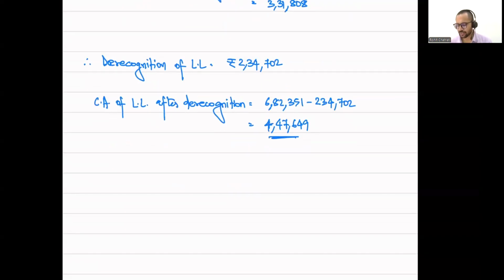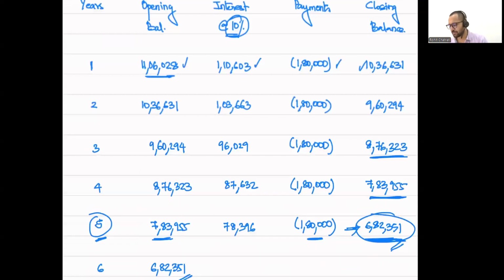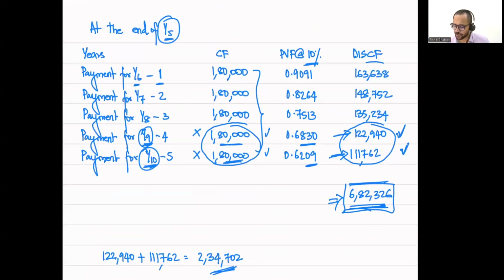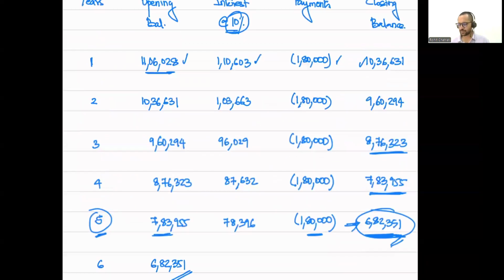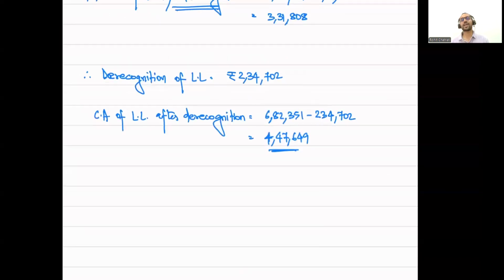All right, this 4,47,649, if you notice, is nothing but the present value of the lease payments for the first 3-year cash flows. Out of the total 6,82,000, you derecognize the cash flows of year 9 and 10. What will be left will be the cash flows for year 6, 7, and 8. If you take the sum of 163,638 plus 148,752 plus 135,234, the sum total is 4,47,624. This is itself the same value that we got, 4,47,649.